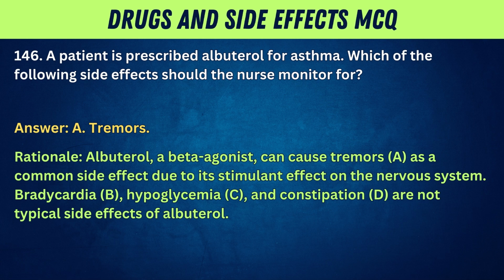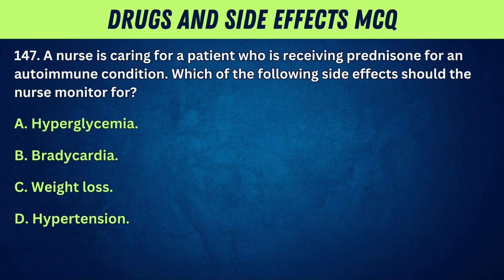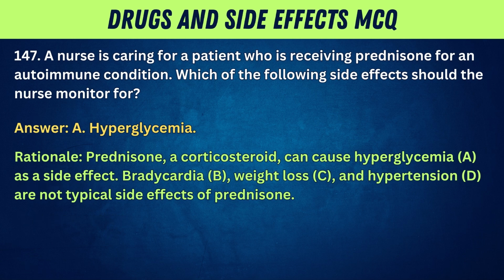Answer: A. Tremors. Rationale: albuterol, a beta agonist, can cause tremors, A, as a common side effect due to its stimulant effect on the nervous system. Bradycardia, B. Hypoglycemia, C. And constipation, D. Are not typical side effects of albuterol. 147. A nurse is caring for a patient who is receiving prednisone for an autoimmune condition. Which of the following side effects should the nurse monitor for? A. Hyperglycemia. B. Bradycardia. C. Weight loss. D. Hypertension.